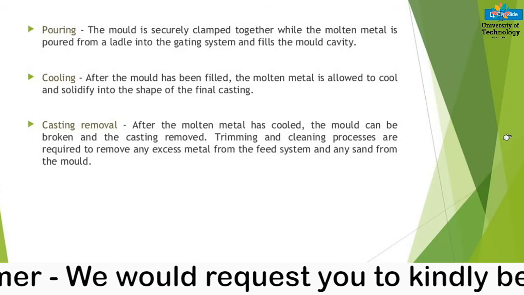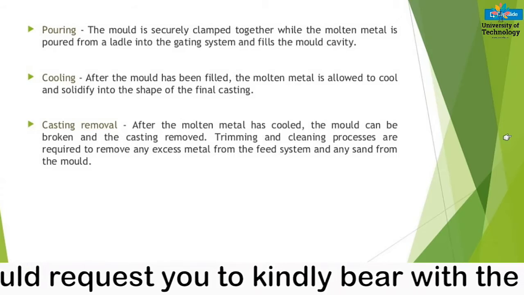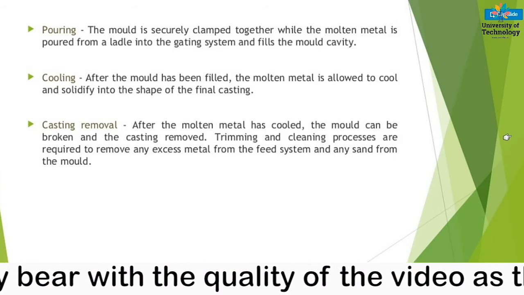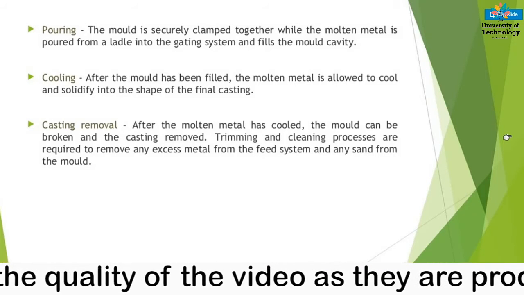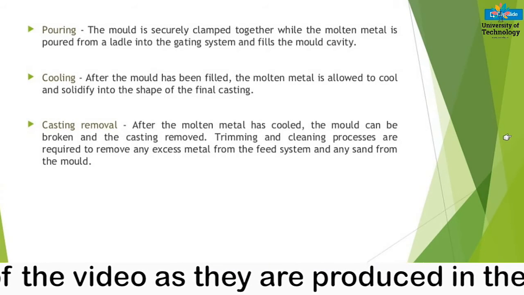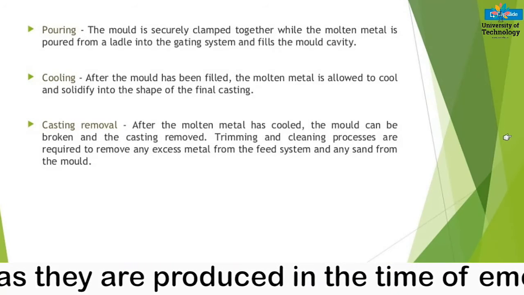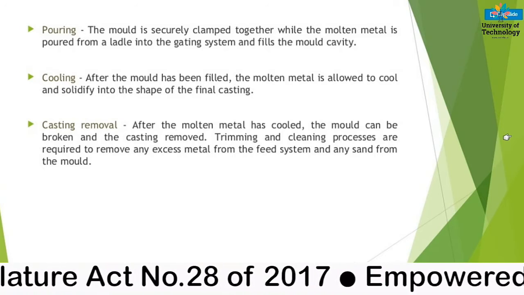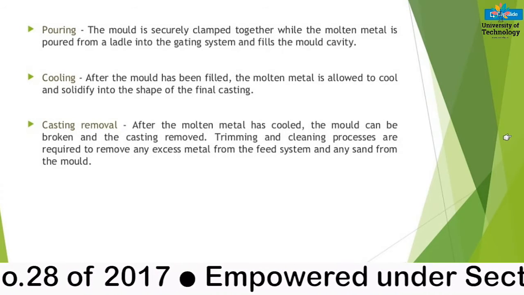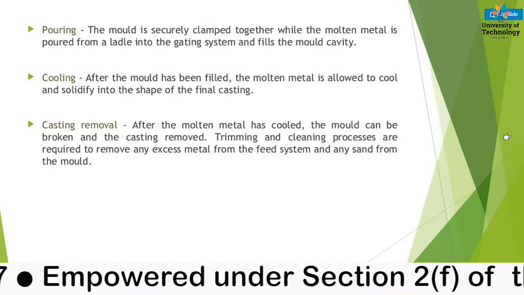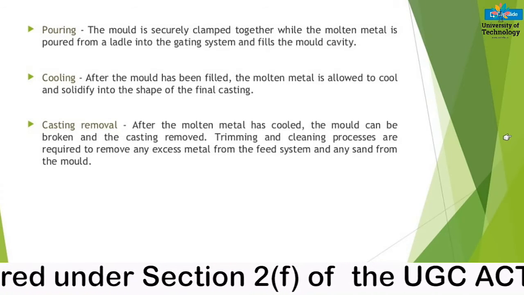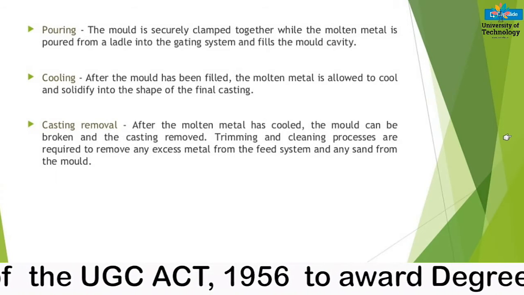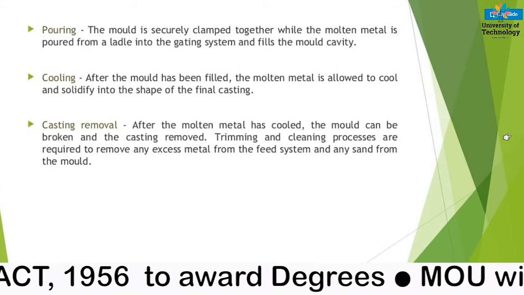And the next one, cooling. After the mold has been filled, the molten metal is allowed to cool and solidify in the shape of the final casting. Casting removal. After the molten metal has cooled and solidified, the mold can be broken and the casting removed from the mold. Trimming and cleaning processes are required to remove any excess material from the feed system and any sand from the mold. These are all the steps for shell mold casting.